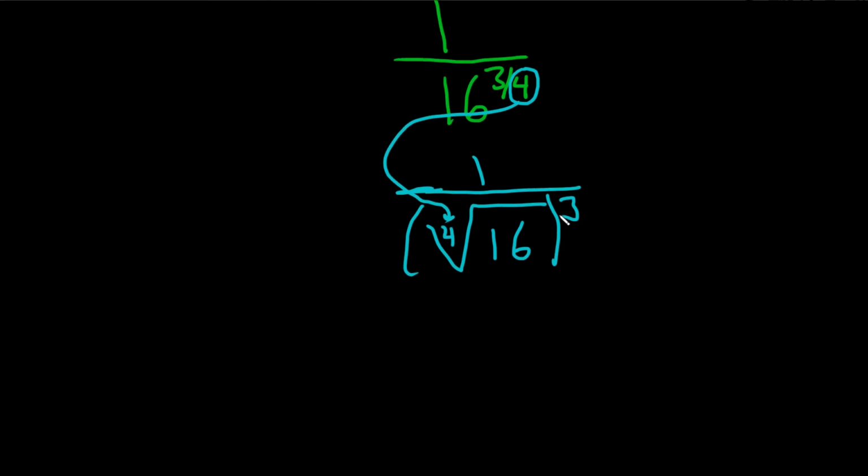So the 4th root of 16 is 2, because 2 to the 4 is 16. This is 1 over 2 cubed. And then 2 cubed is 8. So this is just 1 over 8. And that would be the final answer.